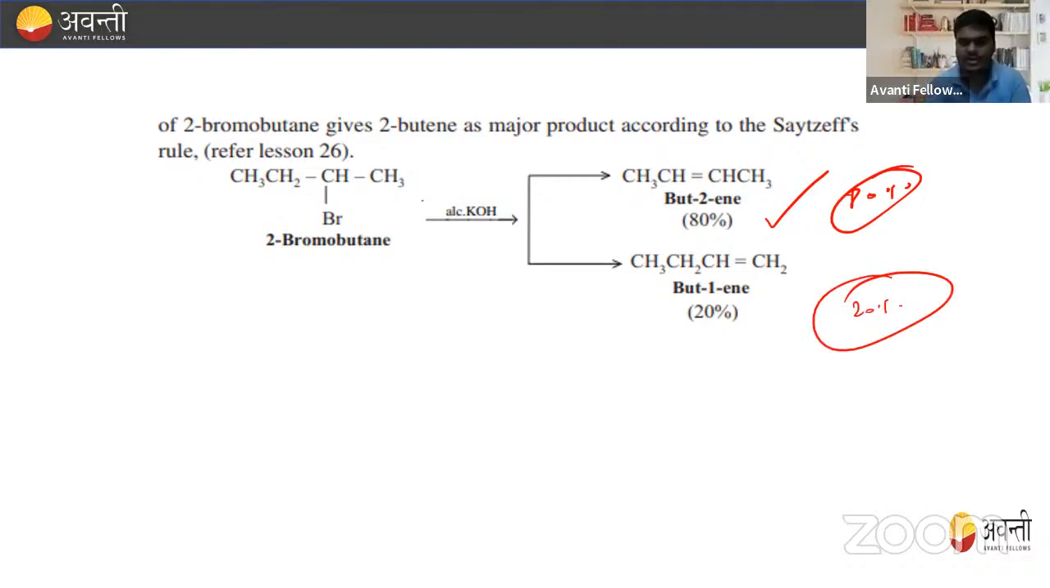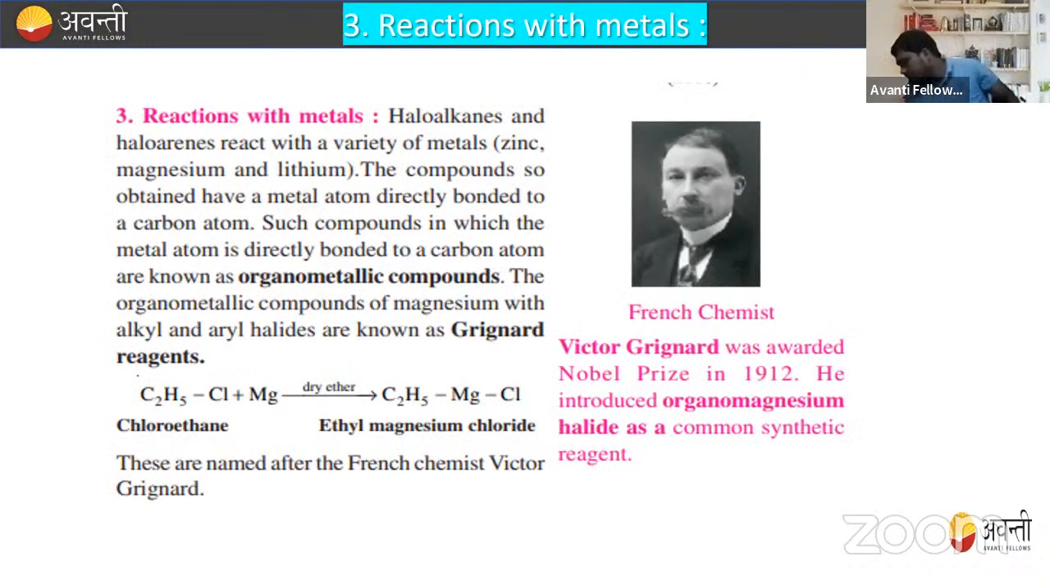So this is all about the reaction with the metal, and this topic is very important. In the reaction with the metal, the first scientist who generally comes into the picture is known as Grignard. They were basically a French chemist.